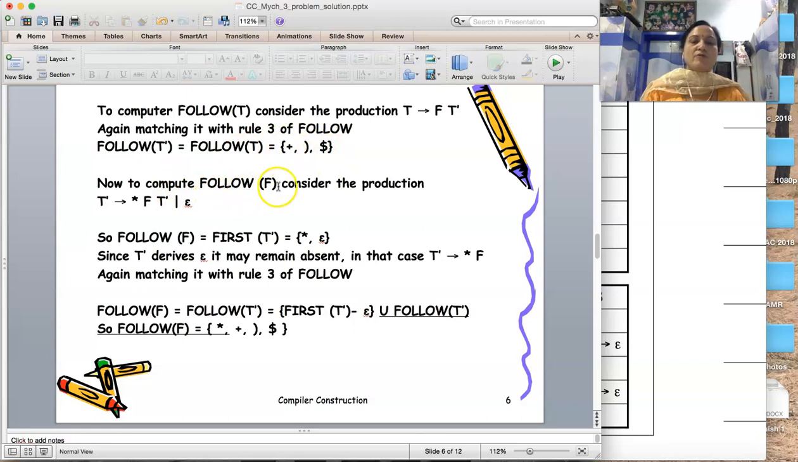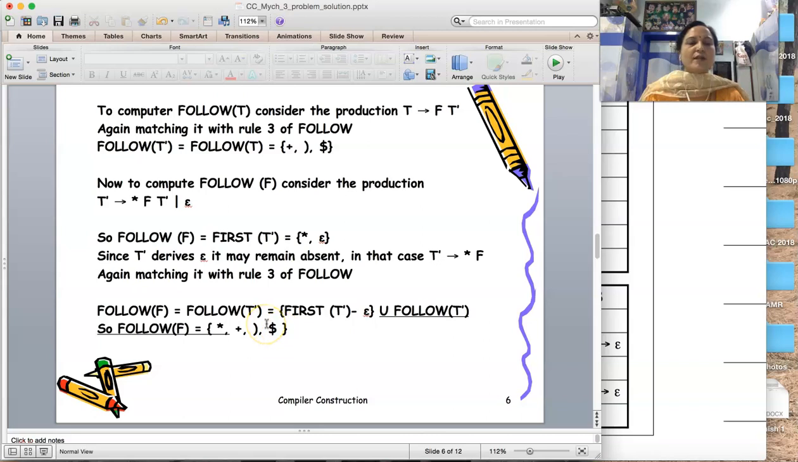Now to compute follow of F, consider the production where F is at right hand side. So consider the production T dash tends to star F T dash or epsilon. So follow of F is nothing but first of T dash. So follow of F equals first of T dash, that is star comma epsilon. Since T dash derives epsilon, it may remain absent. In that case we get the production T dash tends to star F. Again matching this with rule 3 of follow, I can write follow of F equals follow of T dash.